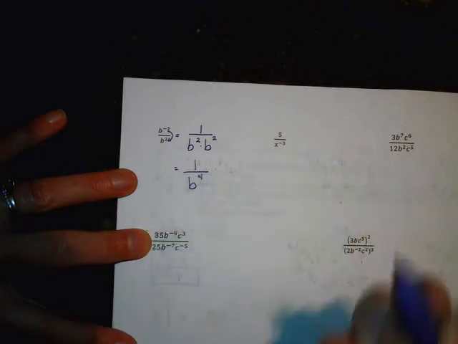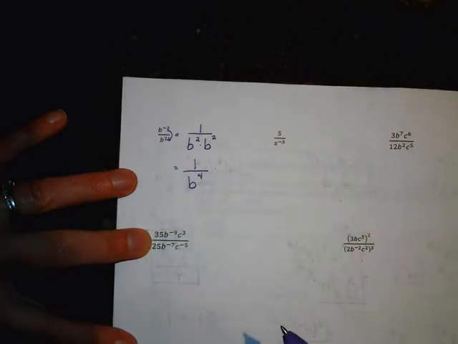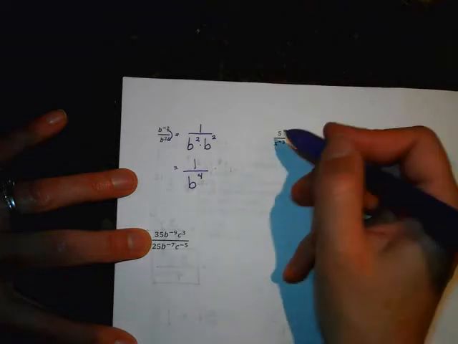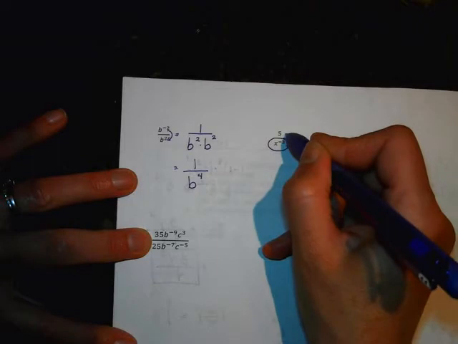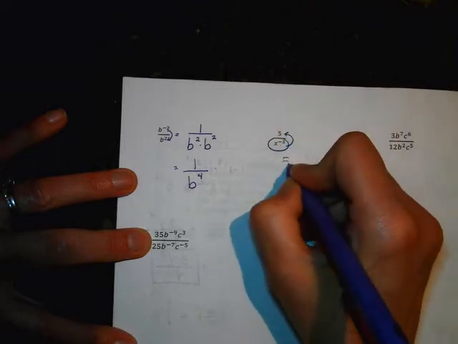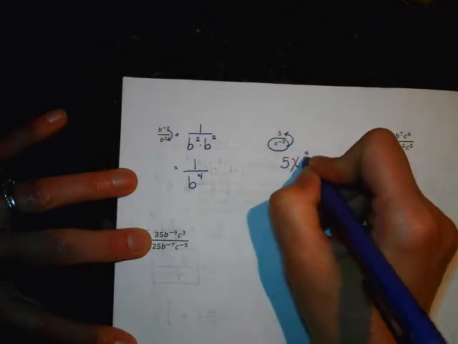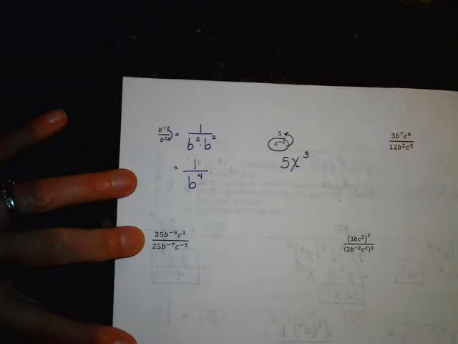All right, this guy, not happy, right? Because it has a negative power, so we just bring it upstairs. So this will be 5x to the third. All right, you want to take a pause and try these 3. See how you do?